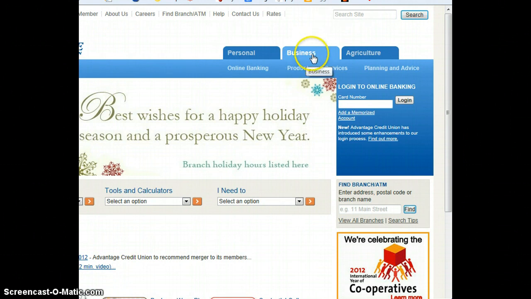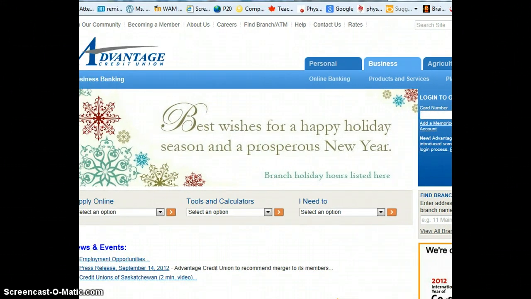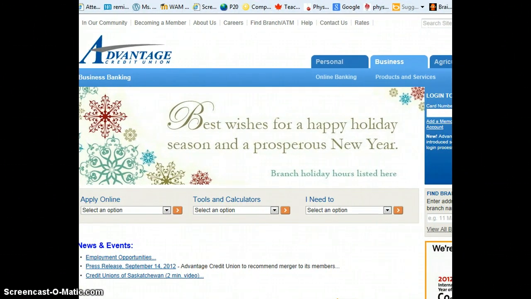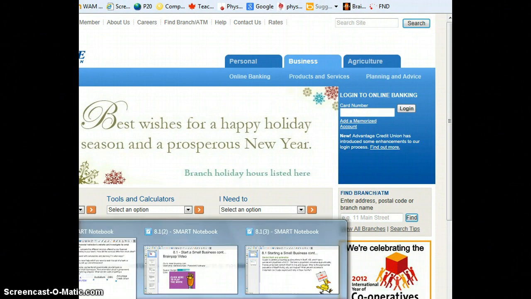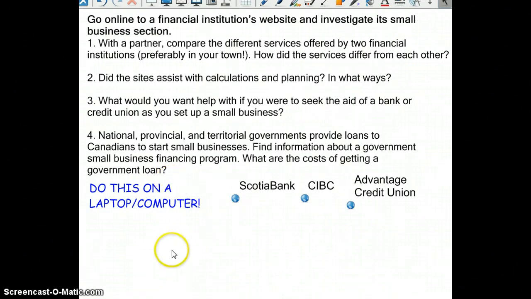You would go to the business tab, and almost everyone has a tab like this, and then you can take a look at their options. So their options, there's tools and calculators, and different things, or you can apply online for different types of loans. So that's what you're going to be exploring. Then you'll answer these questions.